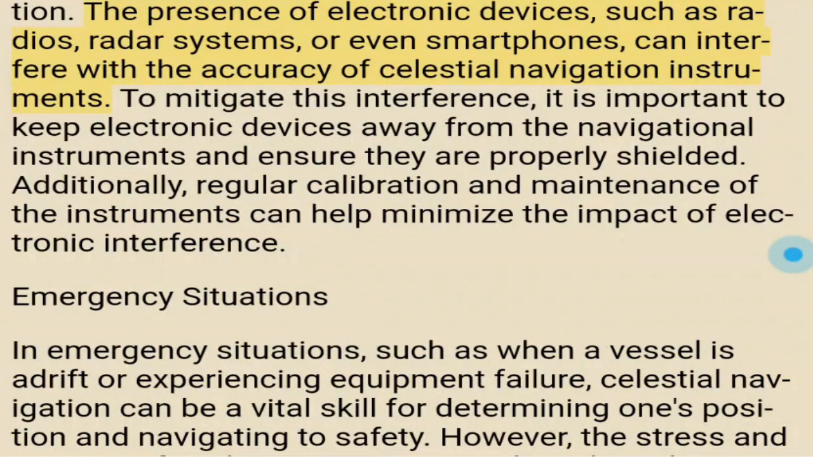Electronic interference. In today's technologically advanced world, electronic interference can pose challenges to celestial navigation. The presence of electronic devices, such as radios, radar systems, or even smartphones, can interfere with the accuracy of celestial navigation instruments. To mitigate this interference, it is important to keep electronic devices away from the navigational instruments and ensure they are properly shielded.